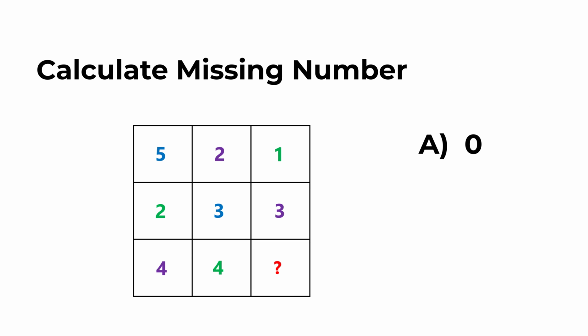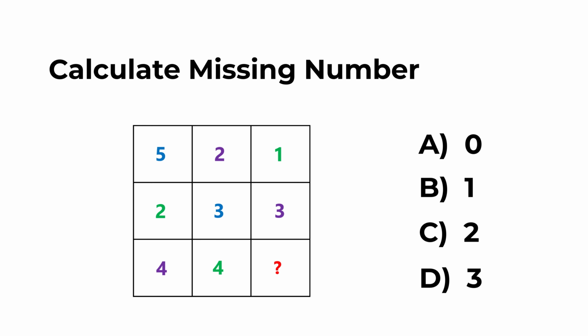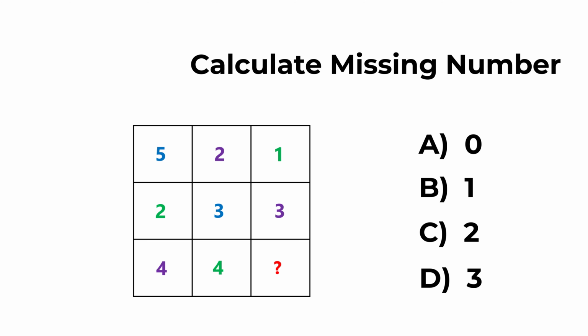Choice A, 0. Choice B, 1. Choice C, 2. And choice D, 3. Take a look closely and see if you can identify the missing number. Give yourself 5 to 10 seconds, maybe 10 to 15 seconds, to see if you can come up with the right solution. Do you see the answer? Let's continue to see how we can solve this challenge and get to the correct solution together.